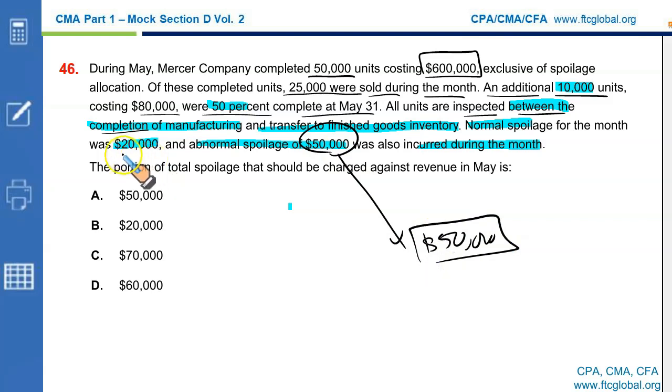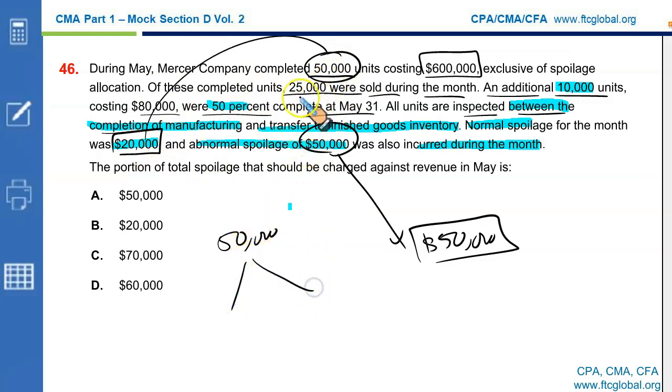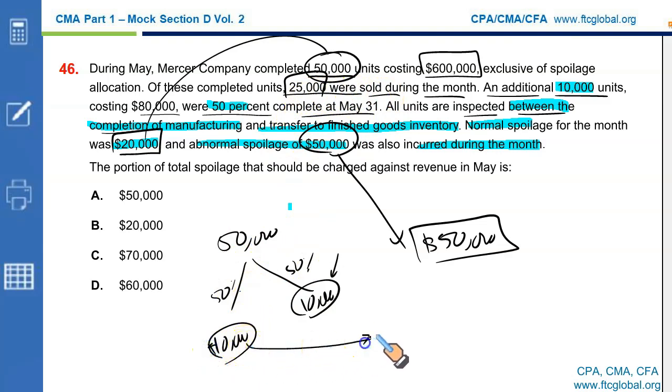What about the normal spoilage? Normal spoilage is included as a part of product. Since we have 50,000 units and this $20,000 is included in these 50,000 units, half of them have been sold and half of them are still unsold, which means the 20,000 normal spoilage is divided into two components. The one that is still in your closing stock is your asset, your inventory. The goods that have been sold, 25,000 units, carried with them this $10,000 of normal spoilage.